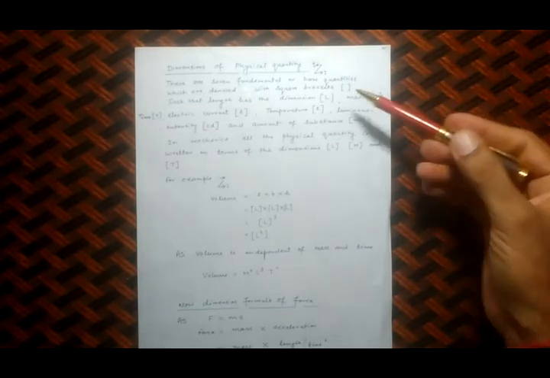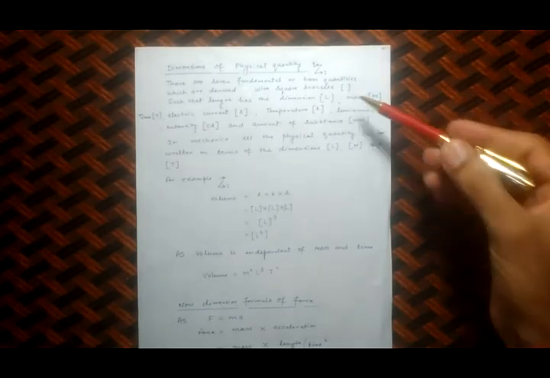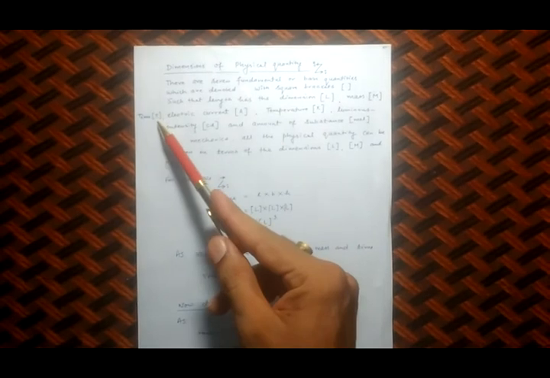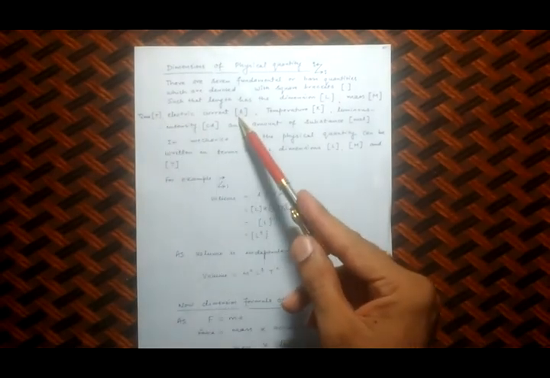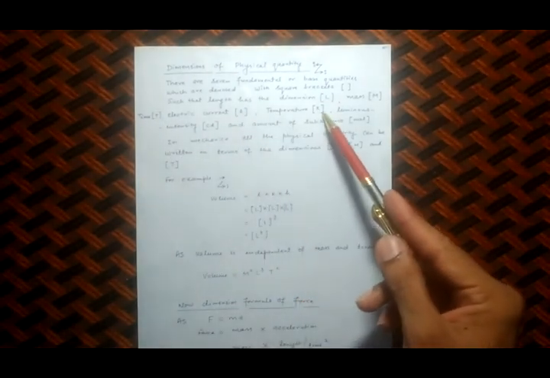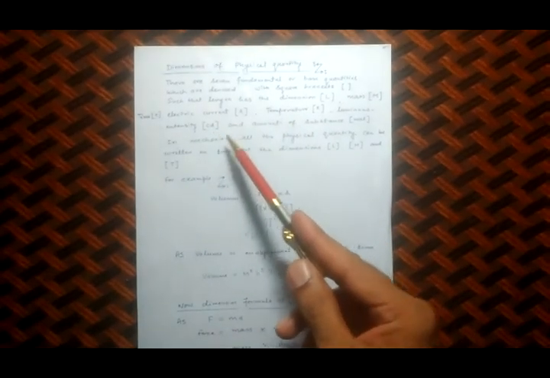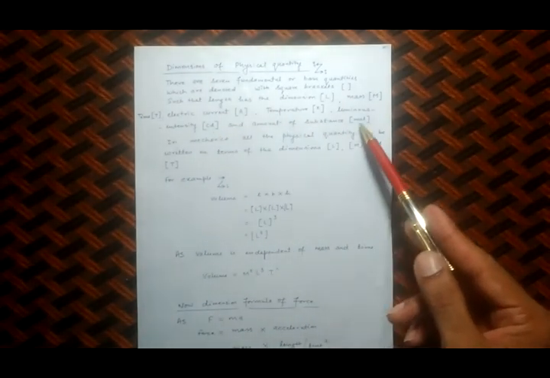Now, dimensions of physical quantity. There are 7 fundamental or base quantities, as I told you, which are denoted with a square bracket. We denote with this square bracket such that length has the dimension L, mass M, time T, electric current A, temperature K, luminous intensity cd, and amount of substance is mole.